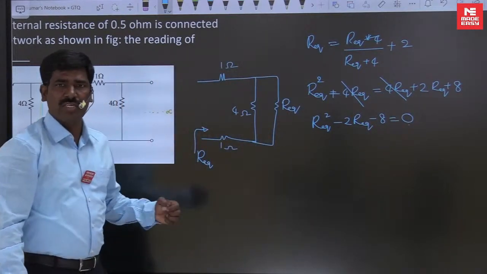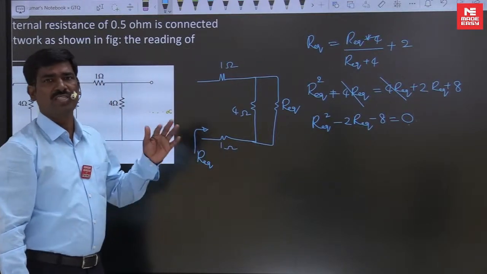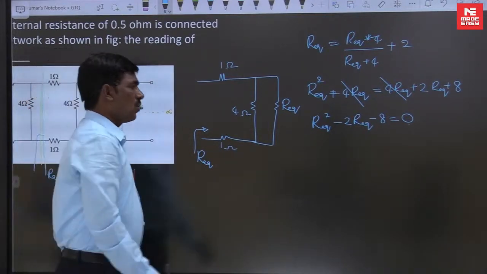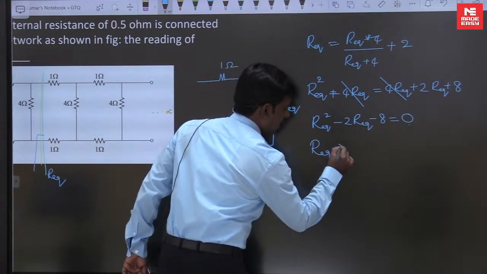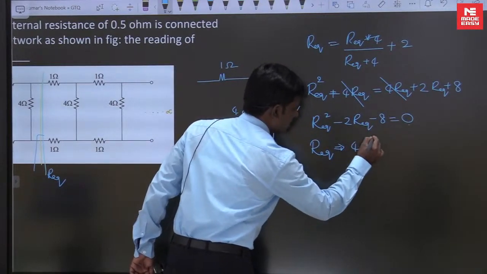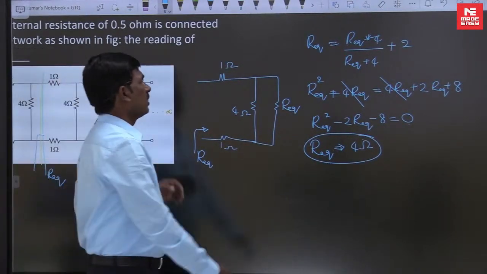This is a quadratic equation. The R equivalent value is always positive here, because only physical resistances are connected. So from that you get R equivalent, I am directly writing here, as 4 ohms. R equivalent is 4 ohms.